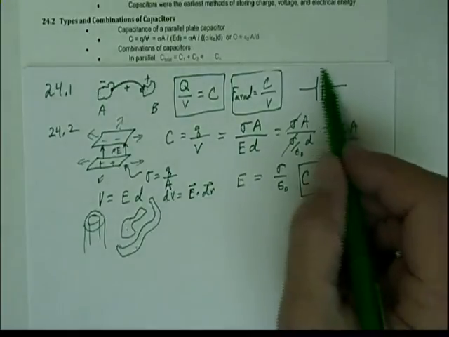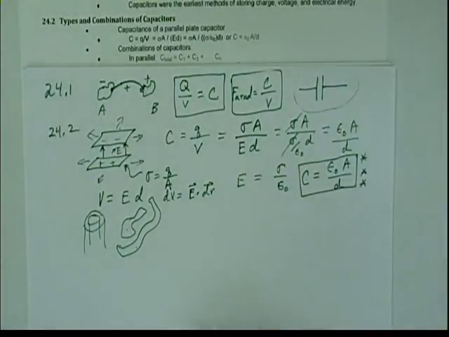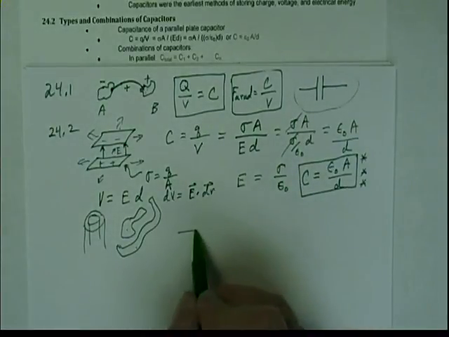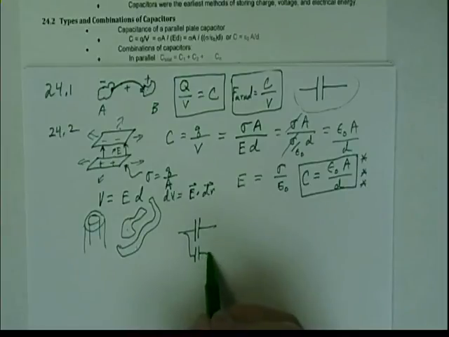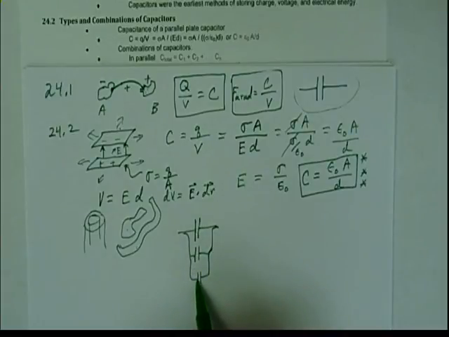This is the symbol for a capacitor. Now we want to imagine that we have several capacitors, and we're going to take these capacitors and connect them in what is called parallel. That means all of the left sides are connected together and all of the right sides are connected together.